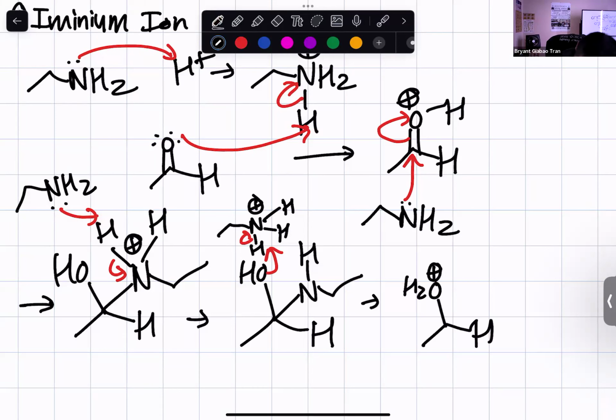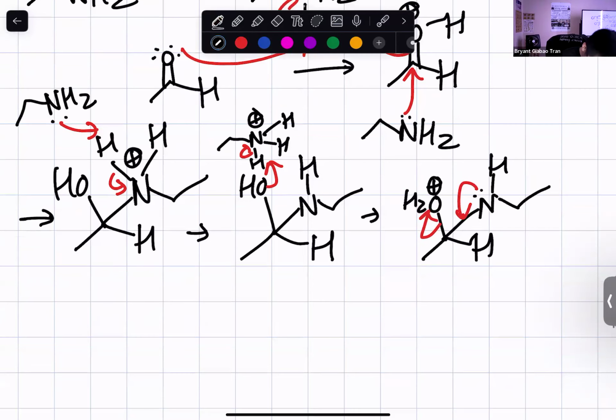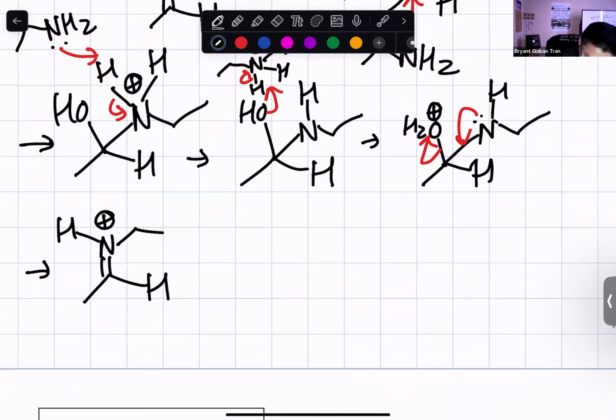So this is iminium ion formation here. Once everything is primed and ready to go, we drive off the good leaving group by forming the iminium ion and kicking off that good leaving group, giving us this iminium ion here. Now, once we have this iminium ion, we're done with the first step. That's our iminium ion.